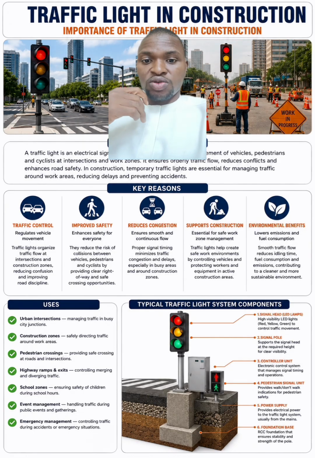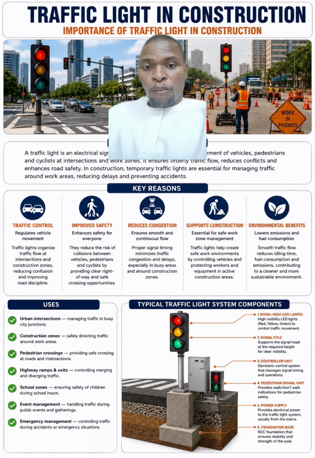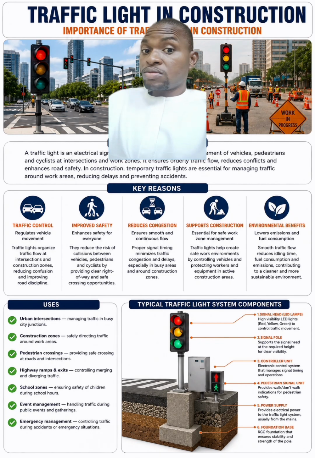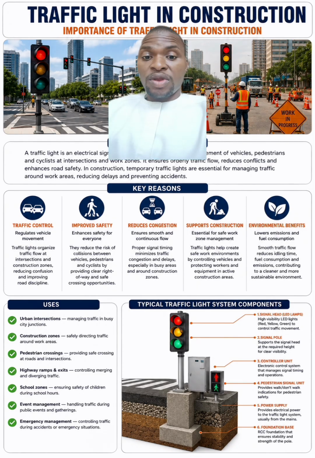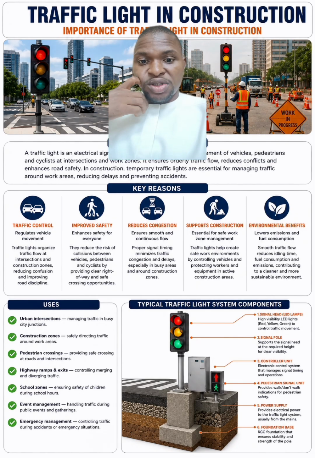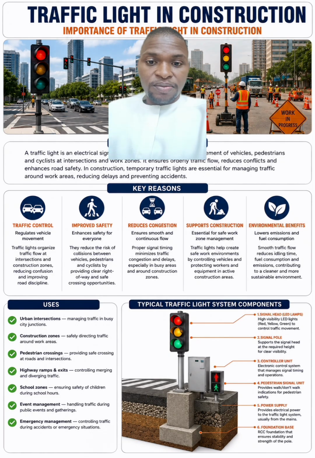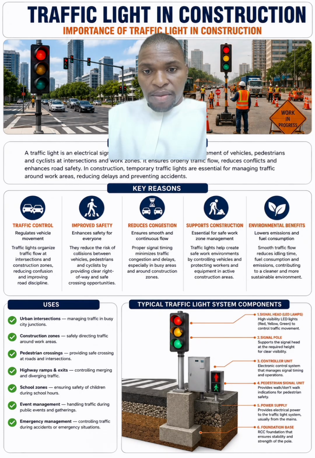So the next area where traffic light is used is event management. So maybe you have different events taking place at a different or the same area. So you can actually make use of your traffic lights to help control the traffic, handling traffic during public events and gatherings. So when you have a population of different people coming together for different things, to help manage the flow of traffic, you tend to make provision for your traffic light.